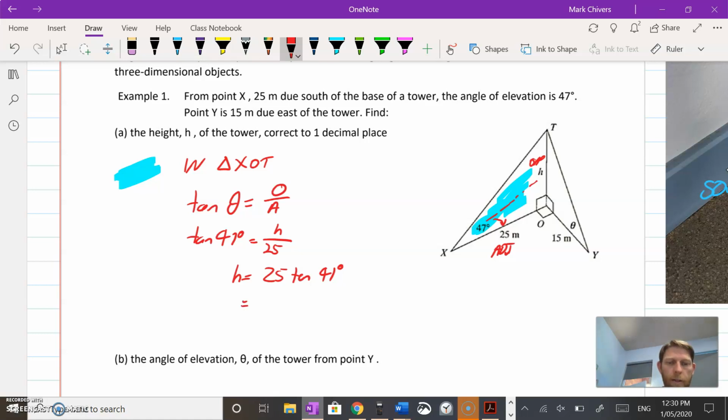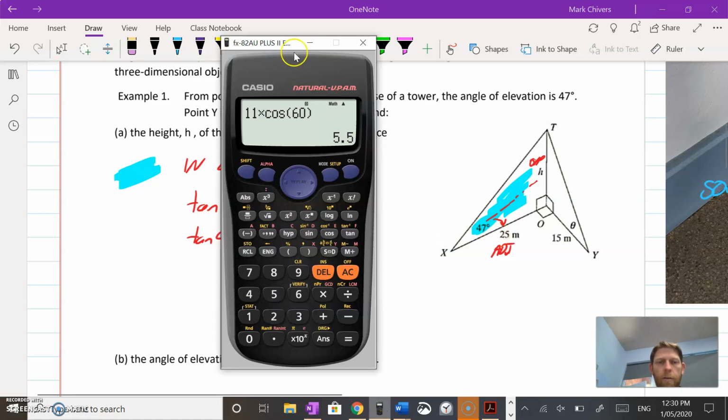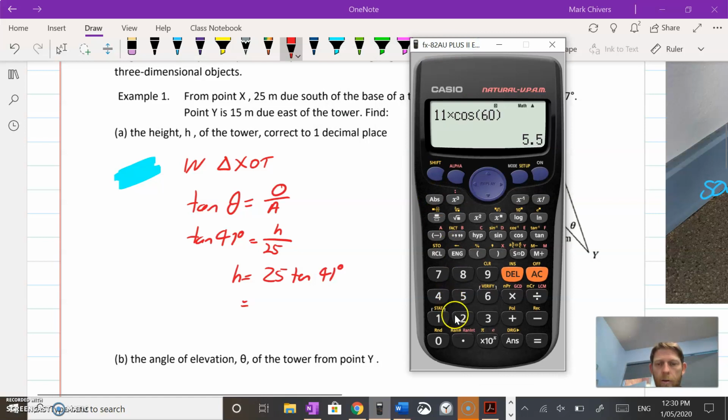And we'll give our answer then. We'll use our calculator. So 25 times tan 47 degrees, close our brackets. So to 1 decimal place, that's going to be 21.7 metres.